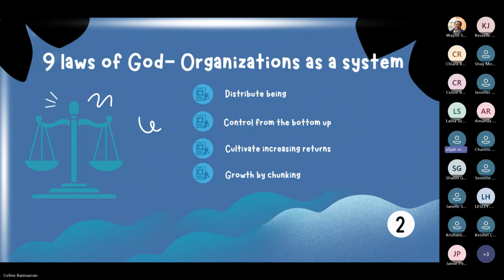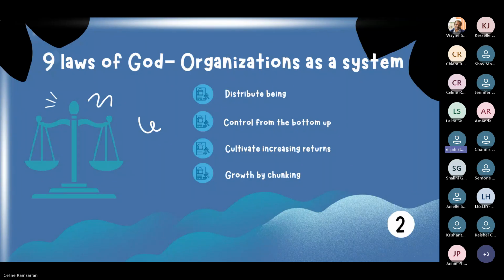These nine laws of God were introduced by Kevin Kelly, right? It's tailored for individual use, but it can aid in resolving some of the issues that can indirectly or directly affect organizational culture, right? So these laws entail distribute being, which is the first law. The second one is control from the bottom up. The third one is cultivate increasing returns. The fourth one is growth by chunking.